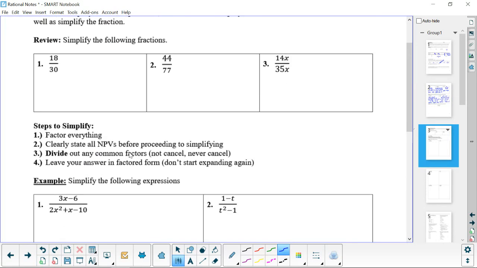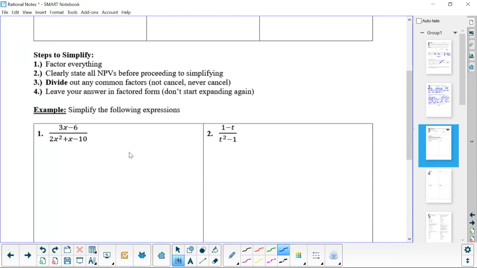Okay, next. Steps to simplify rational expressions. So there are 4 steps that you need to keep in mind when you're simplifying rational expressions. The first one is factor everything. Second is clearly state all non-permissible values before proceeding to simplify. And third is divide out any common factors. The last one, leave your answer in factored form. Okay, let's simplify this expression.